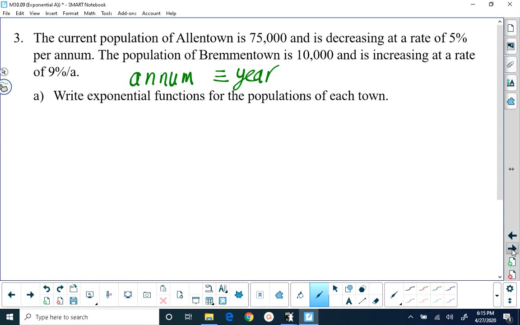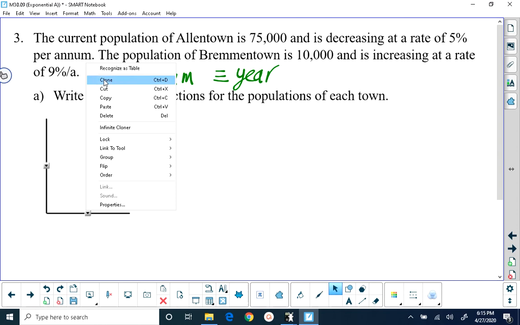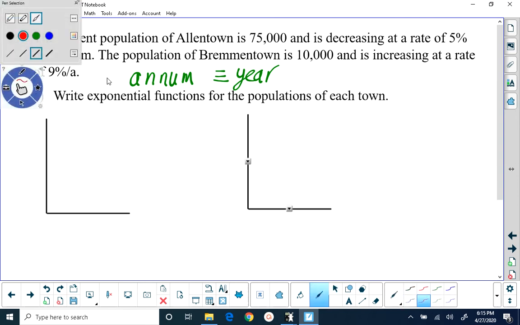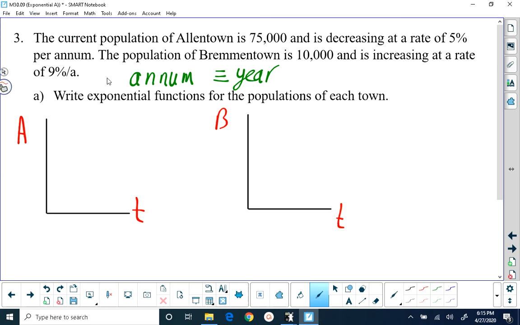I'm not going to use y. I'm going to use different letters for the population. So when I talk about Allentown's population, and then I talk about Brementown's population, the variables I'm going to use will be A and B. So A is the population of Allentown, B is the population of Brementown.